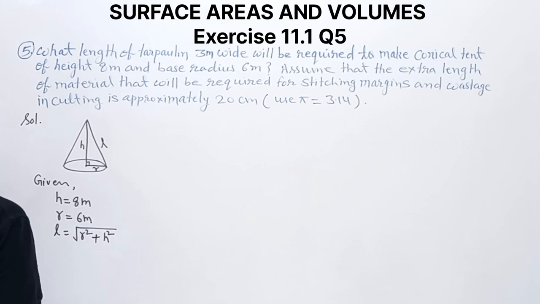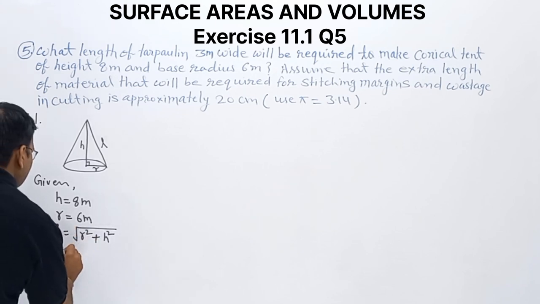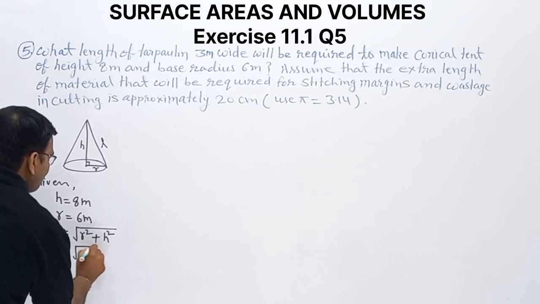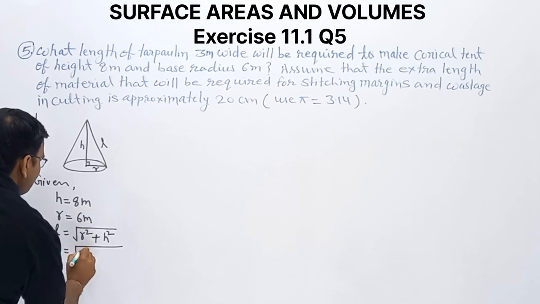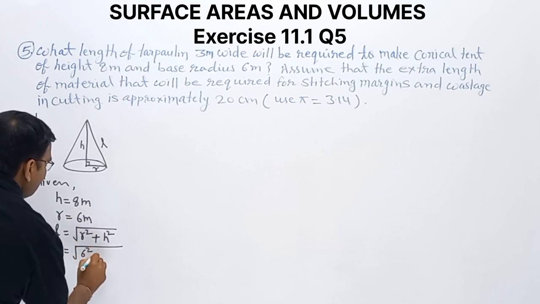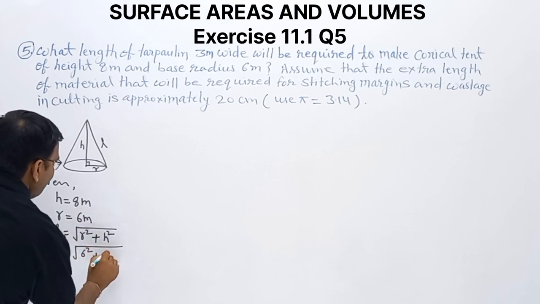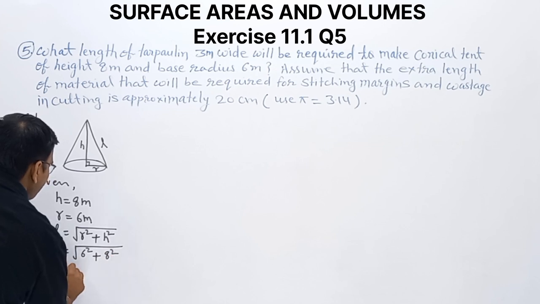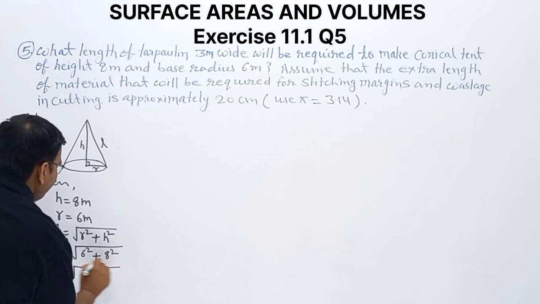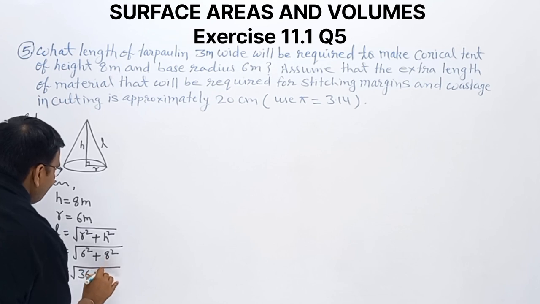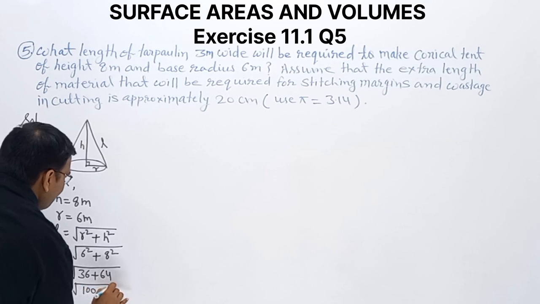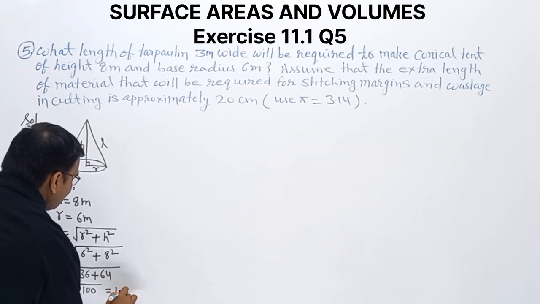Putting the values of R and h, what are we getting? Square root of R is 6 meter, 6 square plus h is 8 square. Solve this one. 6 square is 36 plus 8 square is 64. Add both, we get square root of 100, and it is equal to 10 meter.